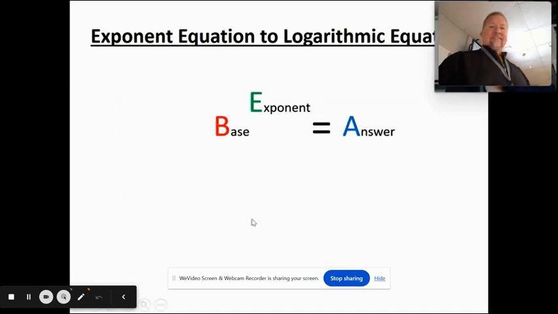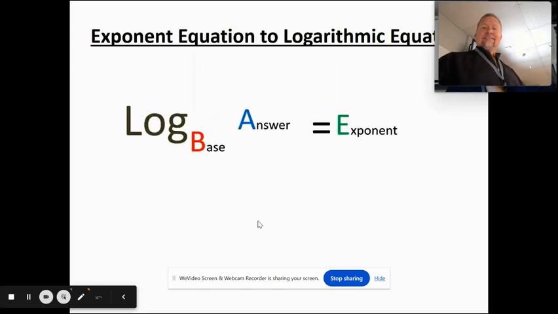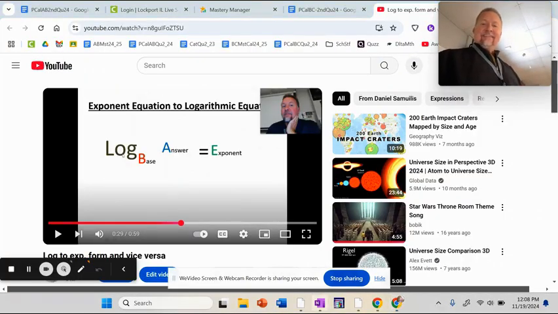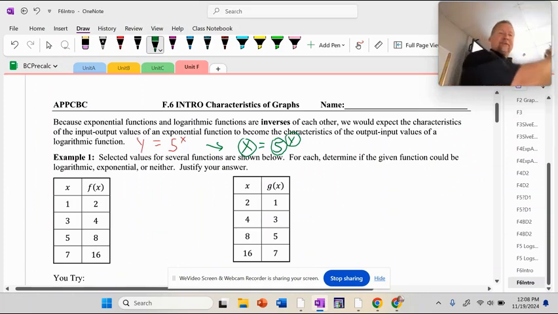What a logarithm is: the word log comes in and everything changes position. I think we only have to see this once. That's it. All right, okay, good.